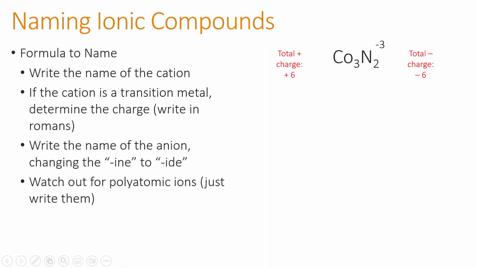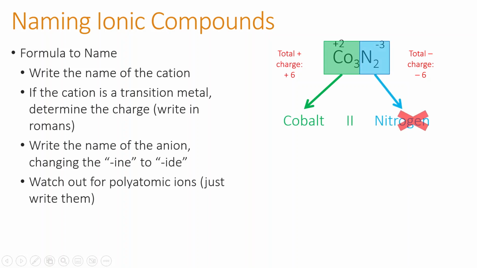Now notice that there are 3 cobalts. So each cobalt must be +2. So this would be cobalt 2, nitrogen becomes nitride. So cobalt 2 nitride.